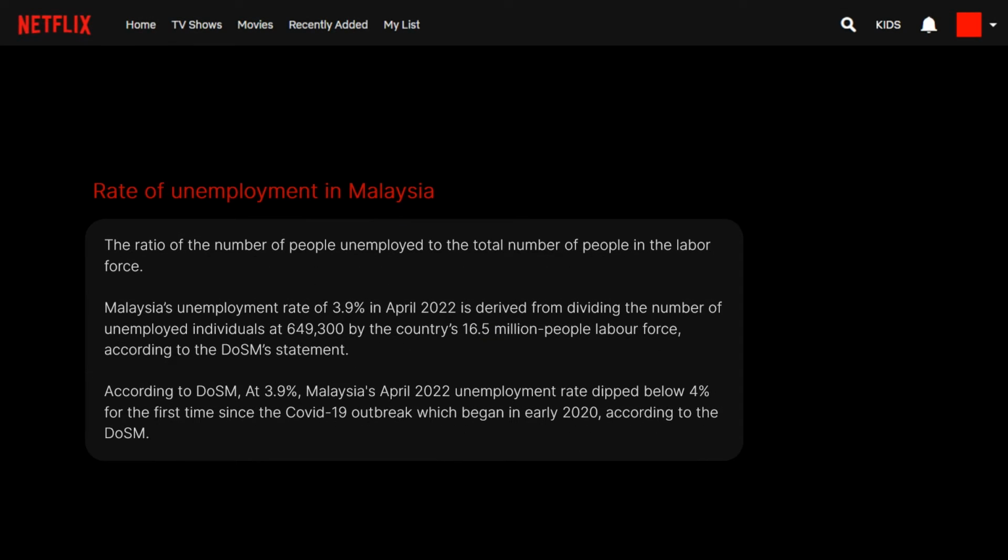What is the rate of unemployment? The rate of unemployment is the ratio of the number of people unemployed to the total number of people in the labor force. Rate of unemployment in Malaysia.